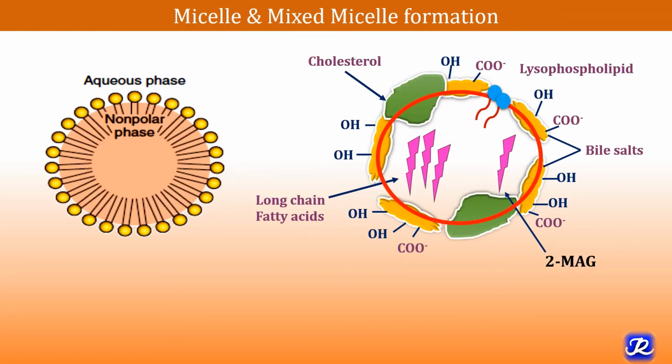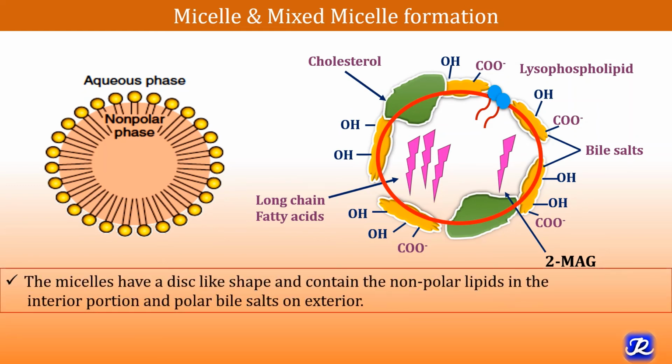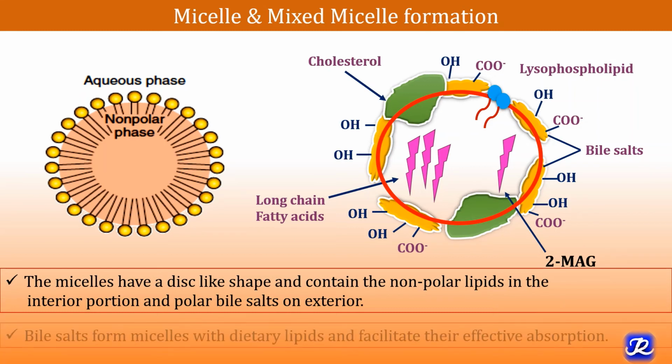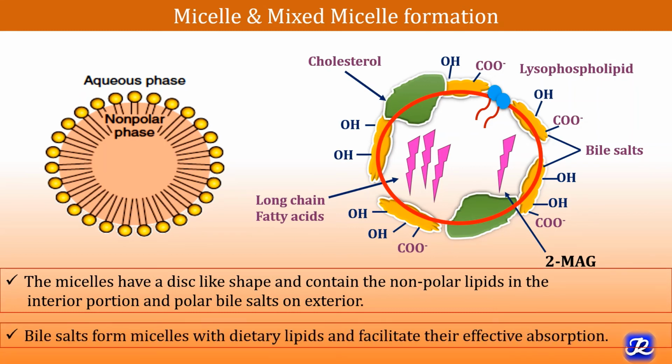Bile salts form micelles and mixed micelles. The micelles have a disc-like shape and contain the non-polar lipids in the interior portion and polar bile salts on the exterior. These bile salts form mixed micelles with dietary lipids and facilitate their effective absorption.